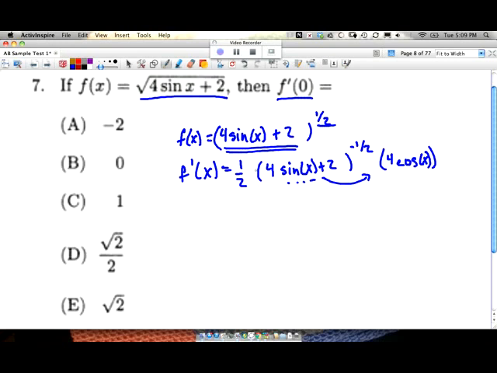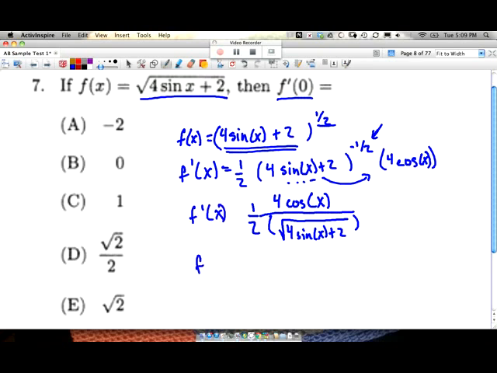Let's see if we can maybe simplify some things here. I know that I have 1/2 here out front. We are going to have this 4 sine of x plus 2 to the negative 1/2. Negative means it's down in the denominator. So that piece is going down here. And it's square rooted, 4 sine of x plus 2. Then the 4 cosine of x, that goes up top. 4 cosine of x.